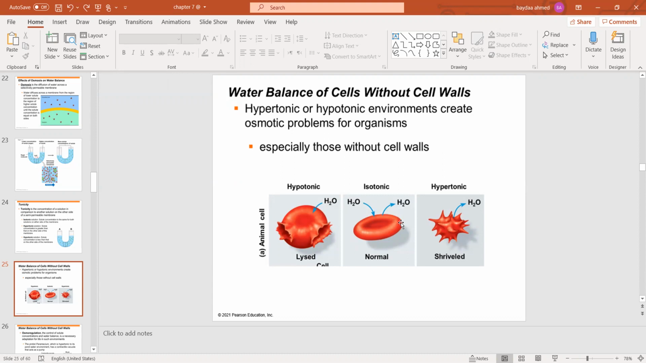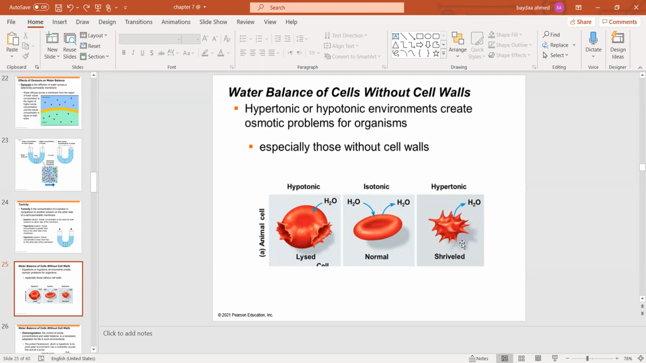In an isotonic environment, the volume of an animal cell is stable. So in this isotonic solution, there is no change in the volume of the cell. Let's transfer the cell to a solution that is hypertonic. Note that the cell will lose water. So the cell will lose water, shrivel, and probably die.